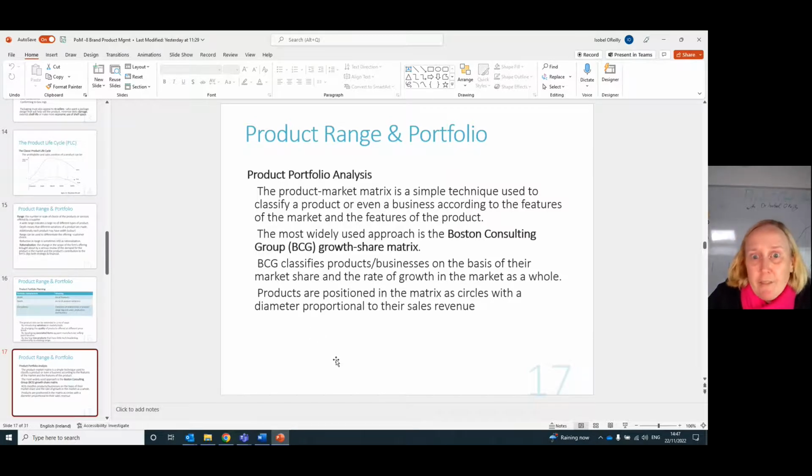So the BCG classifies products or businesses. If we're a company, for instance, a multinational company, we could analyze, we may have different geographical divisions. So we might have an Irish office, a UK office, a France office, and so on. And then we might review them as a whole. This is, we'll see it in a minute. It's a bit like a graph. We'll see it in the form of a box diagram.